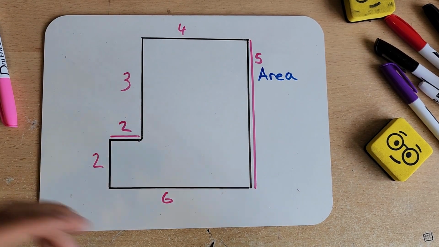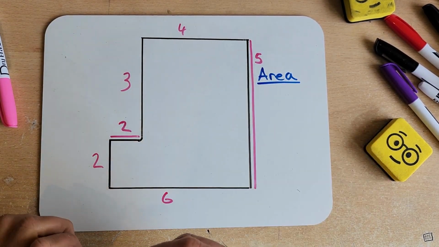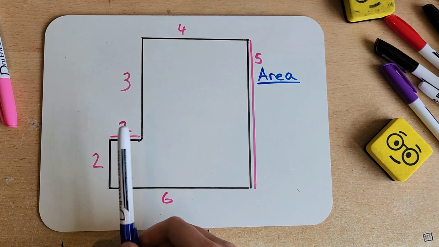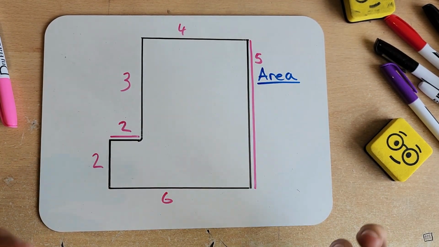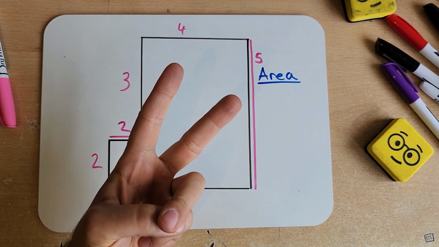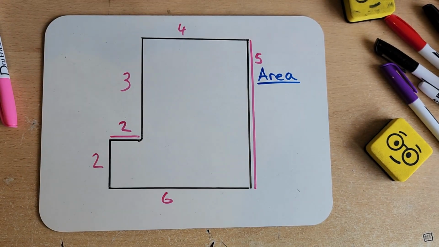Okay, time to split again for area. And it's your choice. Would you like to split this way, vertically, or this way, horizontally? Make a decision, go ahead and do a split. I'll go through both the answers. We'll be back in 3, 2, 1.